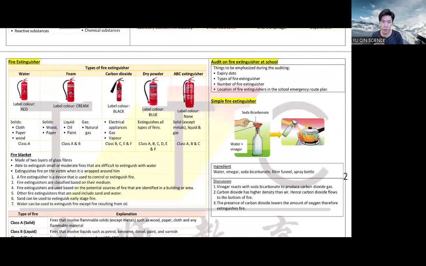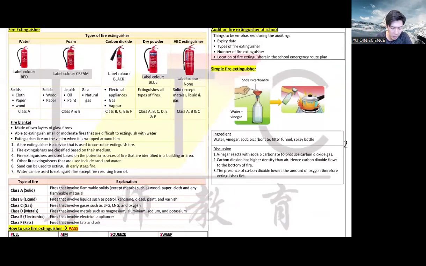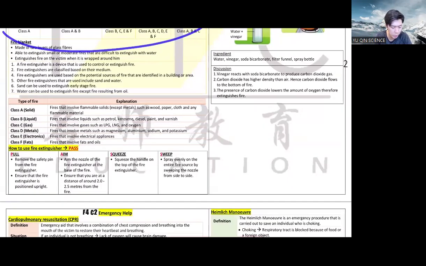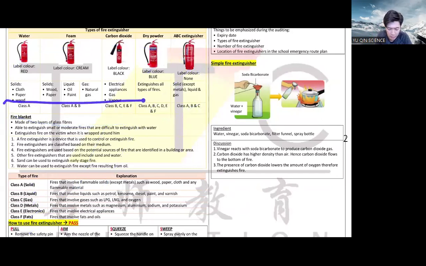So fire extinguisher, I think the easier way to remember this is to remember the class of fire, the types of fire. Because when you want to extinguish something, you have to know what is burning. Different substances catching fire require different methods to extinguish them. So you can either memorize this table, or I actually like to memorize this, then I will think about which is suitable.